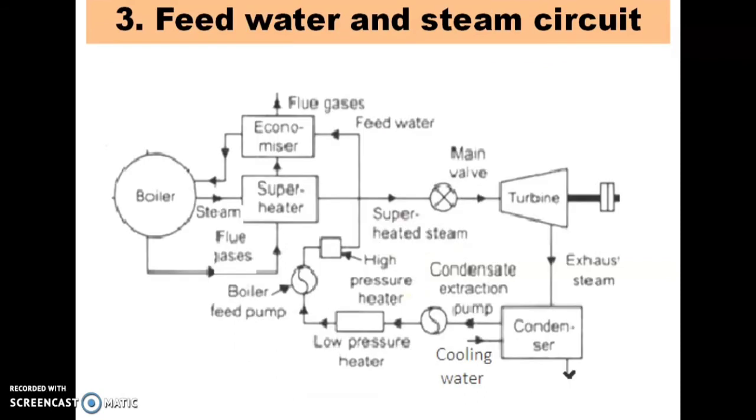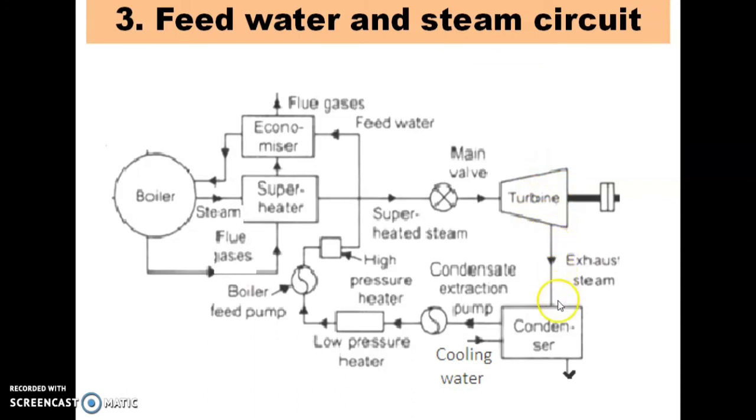The next one is the feed water and steam circuit. As we have seen, the steam coming from the boiler to the superheater is wet steam. When that steam is superheated in the superheater, the wet steam is converted into dry steam and it is given out to the turbine, where the turbine will rotate due to that steam. The mechanical energy of this turbine is given to the generator, and the generator will convert that mechanical energy into electrical energy. In this process, some steam used in the turbine becomes exhaust steam, you can say.